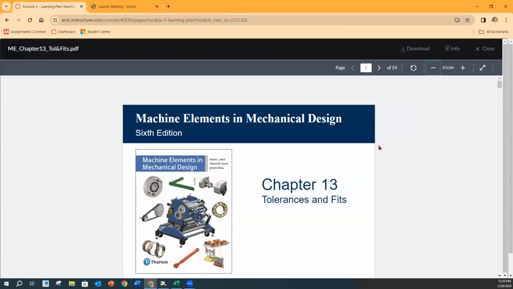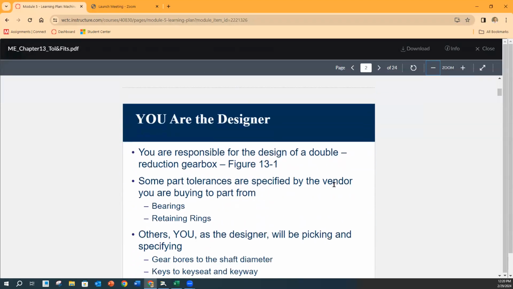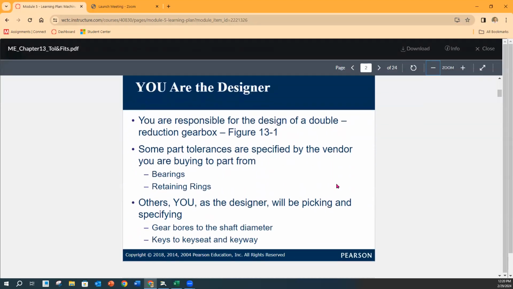All right, so chapter 13 is where we're going to be looking here. This is the chapter right after shaft design, okay? So you are the designer. I want you to open up your book to page 547. And it's going to sound familiar. You're going to be the designer responsible for designing a double reduction gearbox.